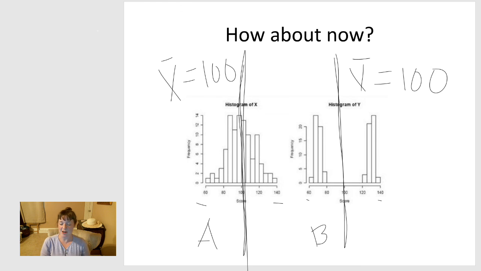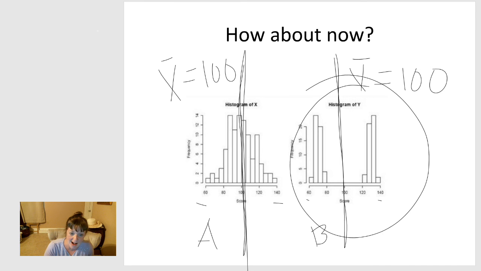Now remember, the standard deviation is a number that tells you, are people far away from the average or are people close to the average? Big standard deviations mean people are really far away from the average. Small standard deviations mean people are close to the average. In which one of these distributions are most people close to the average? In which one are most people far away from the average? So which one is going to have the larger standard deviation? And the answer is B.